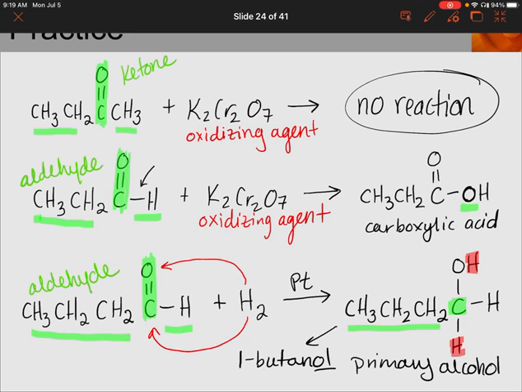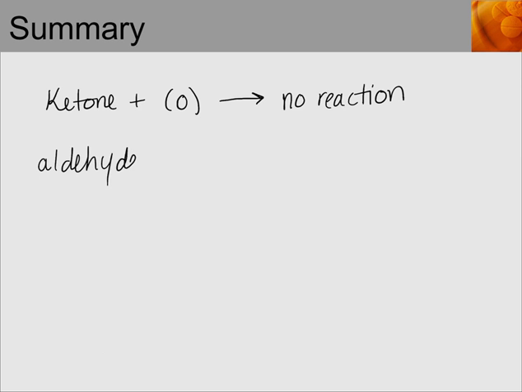Okay, so let's summarize what we've learned so far. And we'll just draw this or write this out in kind of generic terms. We won't draw any molecules here. Okay, so we saw that if a ketone is mixed with an oxidizing agent, there is no reaction. However, if an aldehyde is mixed with an oxidizing agent, we do get a product. And what type of product do we get? What functional group occurs? A carboxylic acid.